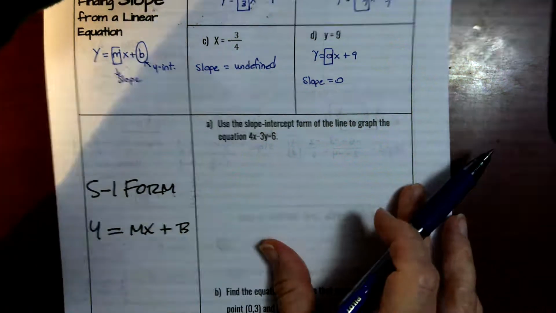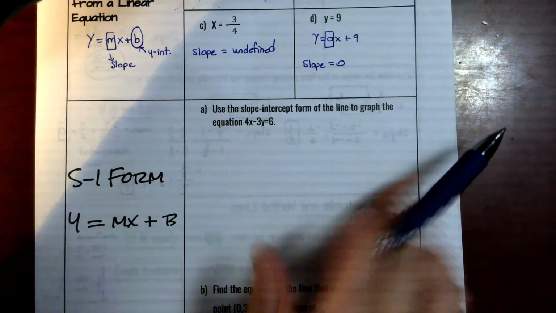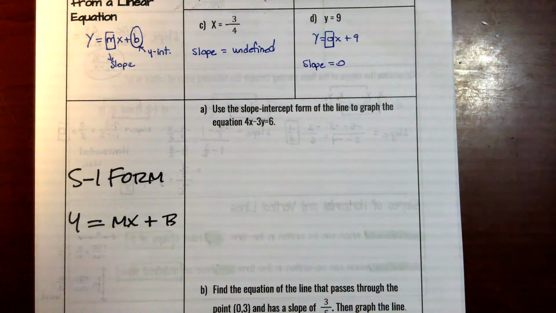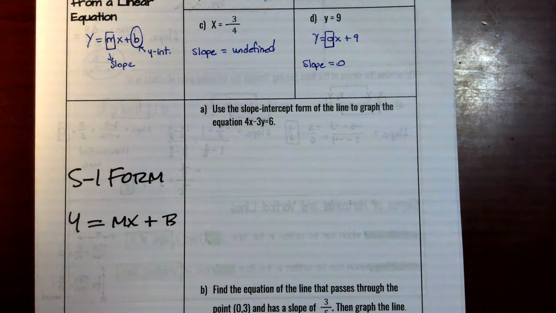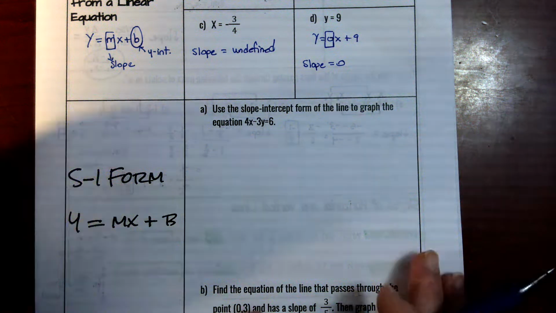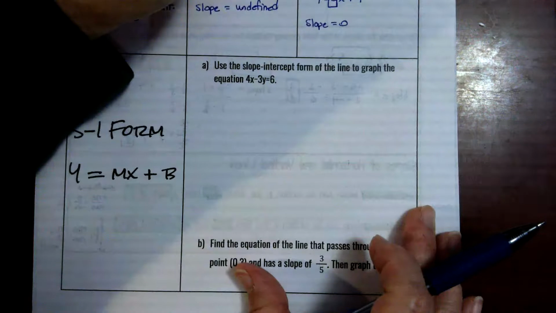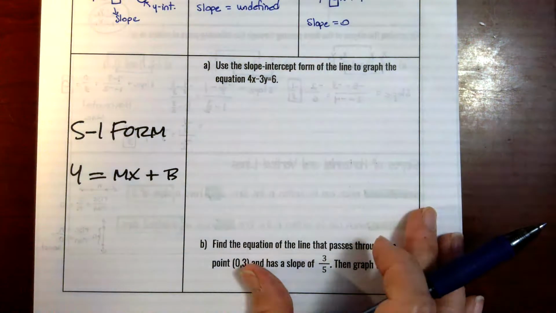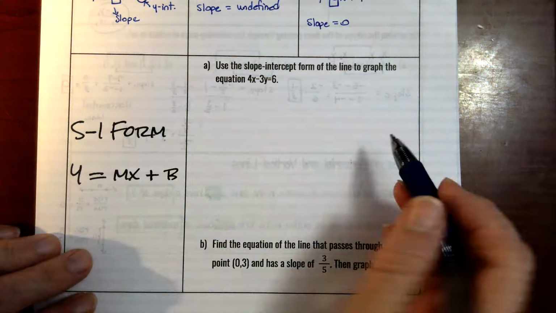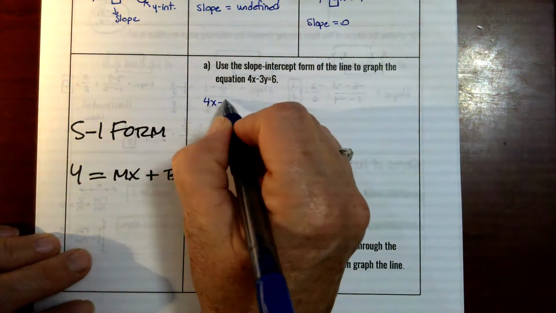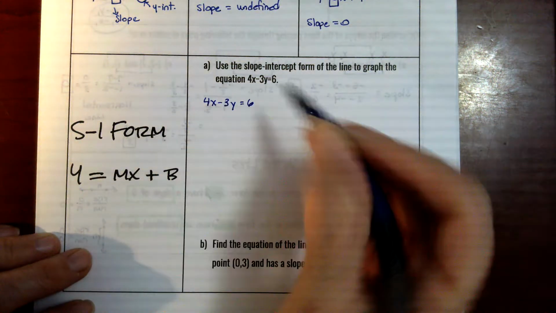And I thought it was the same equation as A, but it's not. It's got a 6 here. All right, both of these ask us to graph them. So, there's no graph, so we're going to make our own graph. It's okay. All right, so use the slope-intercept form of the line to graph the equation. So we're basically doing the same thing we did above, except we're going to go ahead and graph it.